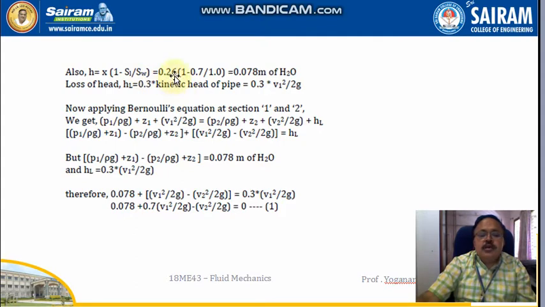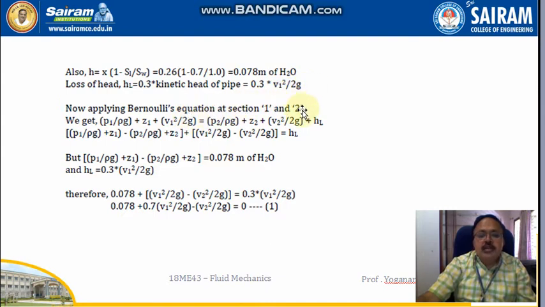So we know the manometer reading given there in the statement. Substituting that, we are getting 0.078 meters of water. So we are having X in terms of manometric liquid, but we want head in terms of water. It is also given that head loss is 0.3 times the kinetic head of the pipe. So it is 0.3 into kinetic head of water in the pipe, that is V1 square by 2G.